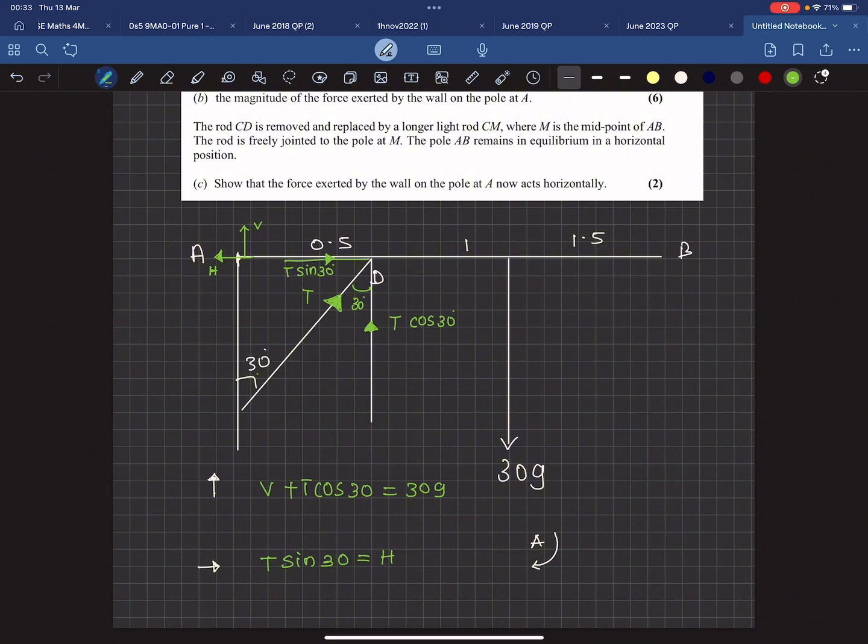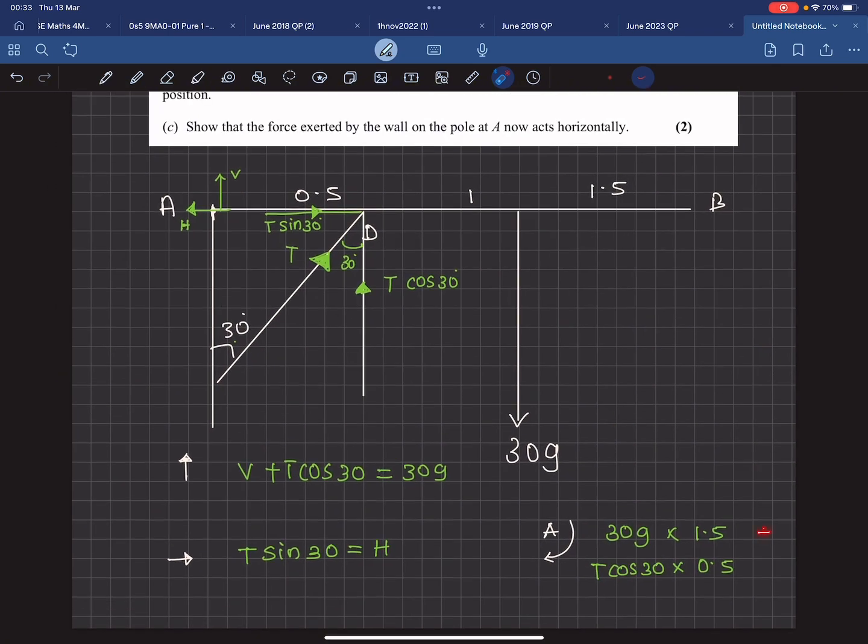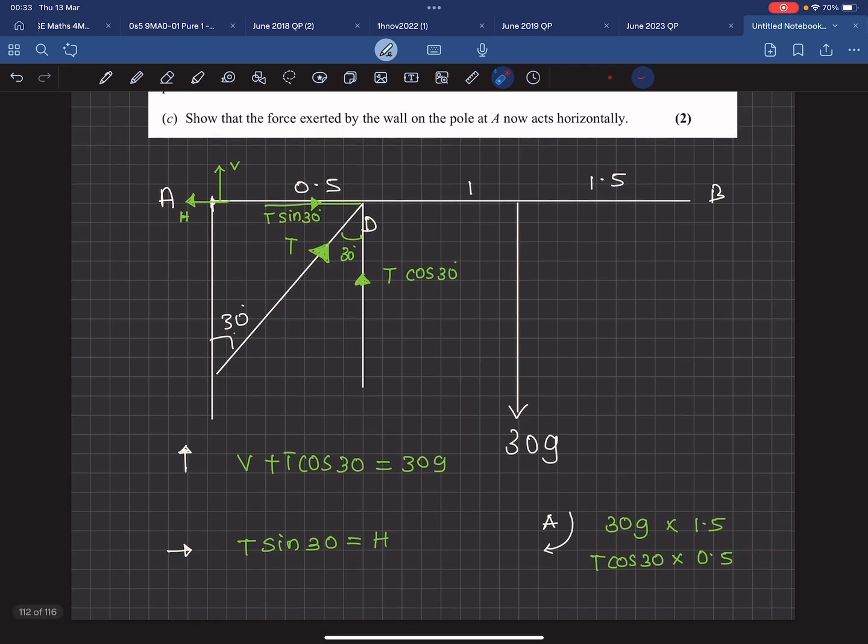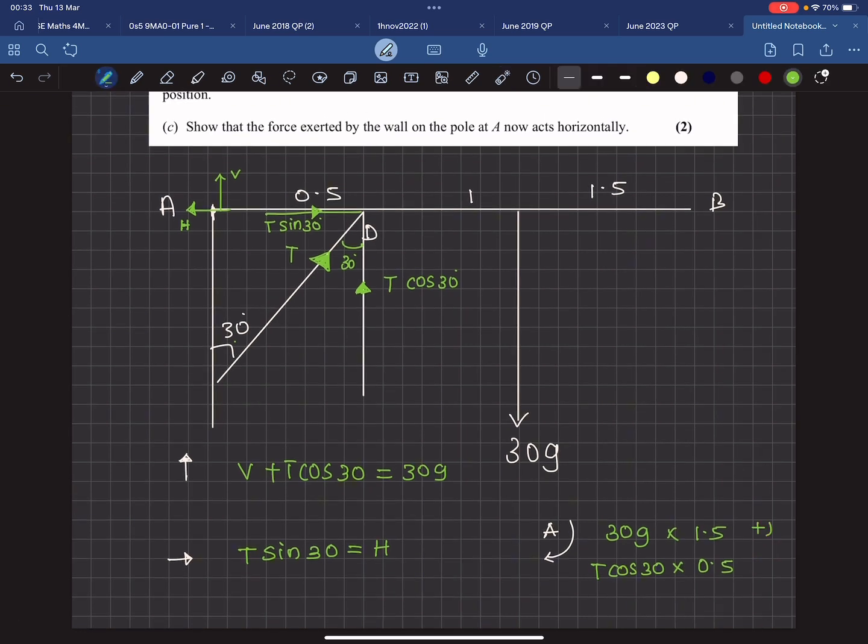And I'm going to do moments about A. If I do moments about A, this 30G has to travel 1.5 because it's in the middle. And then the T cos 30 has to travel 0.5. But the T cos 30 is facing this direction, so when it moves, it's going to move in this direction. So that's anti-clockwise. This is clockwise. One of them is clockwise, one of them is anti-clockwise. That's plus, that's minus. So clockwise equals anti-clockwise.